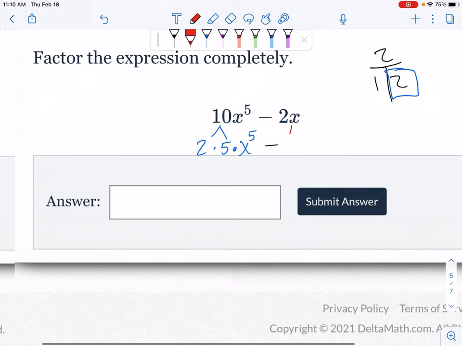Do those in blue. Times x. So if I break these down, this is really 2 times 1. This is really 2 times 5. And I'm looking for my common variables and my common numbers that I can take out, which is a 2. And I also have x to the 5th and x to the 1st.